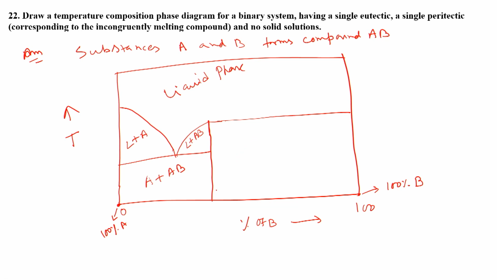And here you get AB plus B, and we get here like this. This is L plus B, liquid plus B. So here you get liquid plus B in this region. L stands for liquid solution. So here you get liquid solution, here liquid solution plus A, liquid solution plus AB, and A plus AB, and AB plus B. So this is the phase diagram.